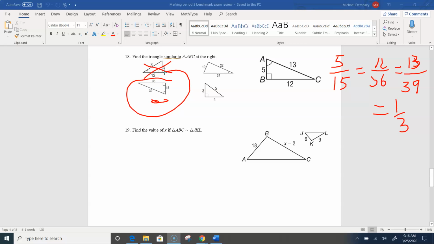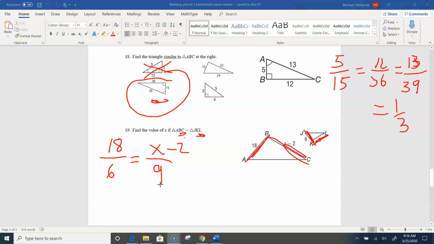Okay. Finally, in the last one, we're solving for x. So notice that ABC and JKL, right? When I look at AB, I ought to be looking at JK. Those two are proportional to each other. So if I put 18 to 6. Okay, then I look at BC. Well, what does BC match up with? KL. BC, x minus 2, has to be matched up with KL, which is 9.